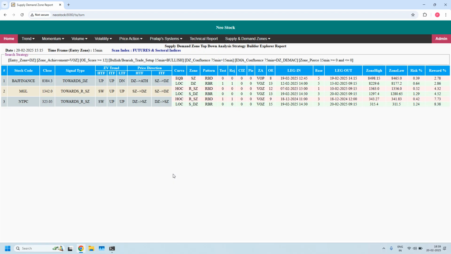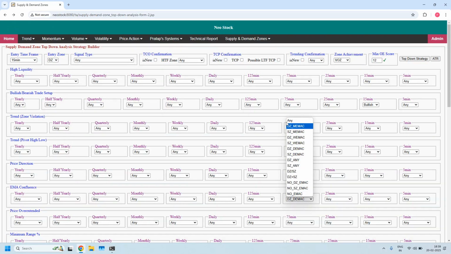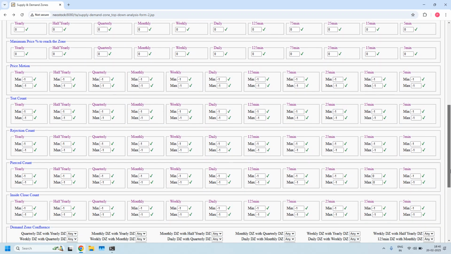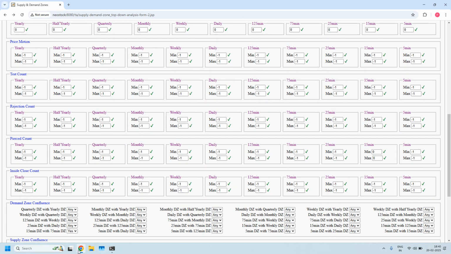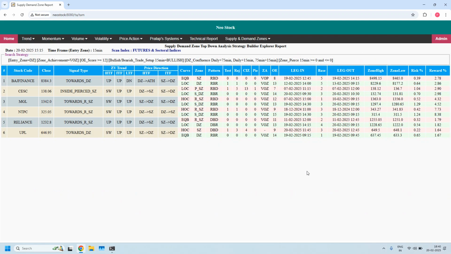Okay, next we will identify the stocks that are supporting LTF, ITF and HTF demand zone confluence. That is 15-minute, 75-minute and daily demand zone confluence. I removed the EMA filter. In the demand zone confluence, I have to set 3 filters. First filter is already enabled. Second filter, 15-minute demand zone with daily demand zone confluence, and also 75-minute demand zone with daily demand zone confluence. With all the 3 filters enabled, we got 6 stocks.